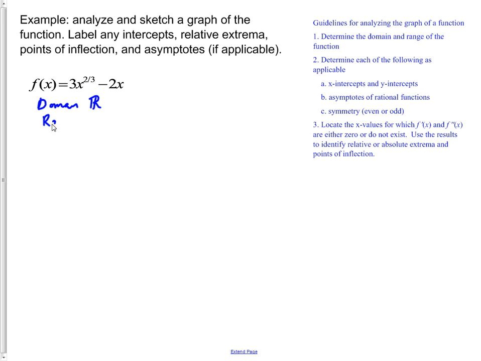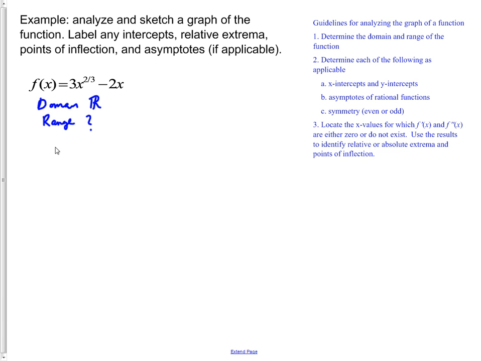As far as the range goes, I'm not sure yet, but it doesn't seem like we will have a limit on the range, but we'll have to see. If we have a maximum or minimum, we might find that that is the case. So let's see what's going to happen right here. I believe it's the set of all real numbers in this case.